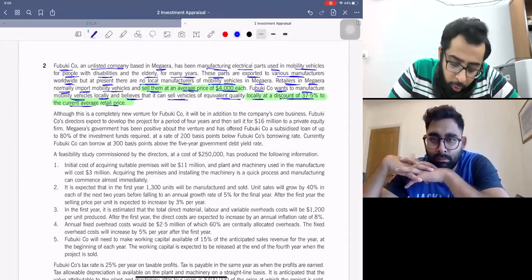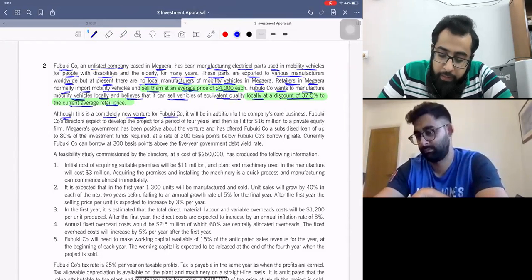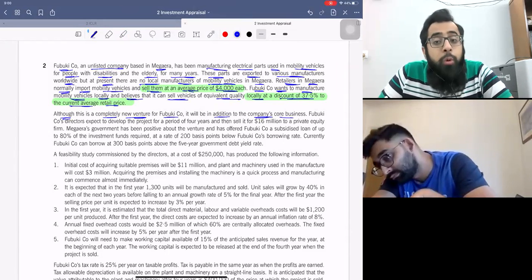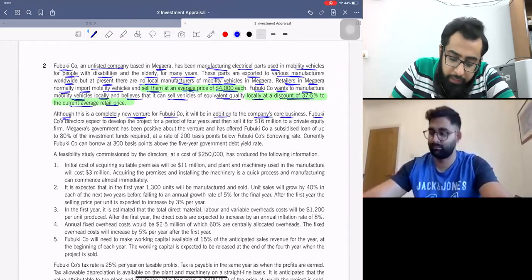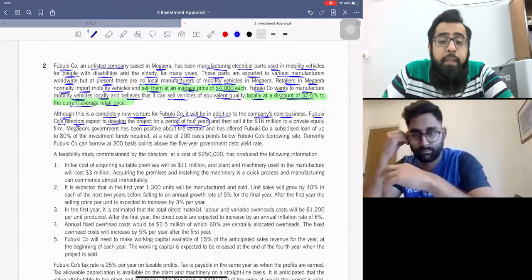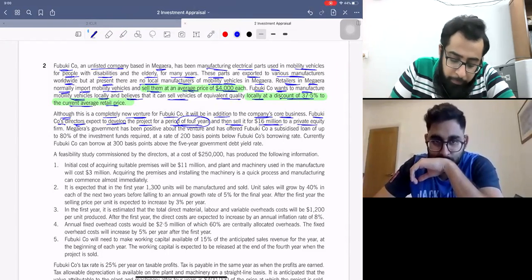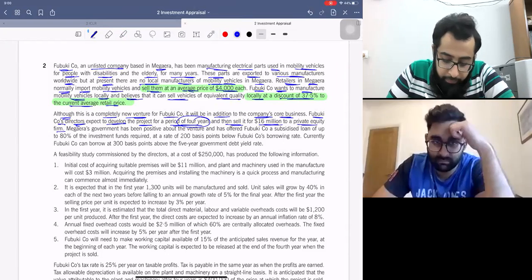Although this is a completely new venture for Fubiki company, it will be in addition to the company's core business. Fubiki company directors expect to develop the project for a period of 4 years and then sell it for $16 million to a private equity firm.